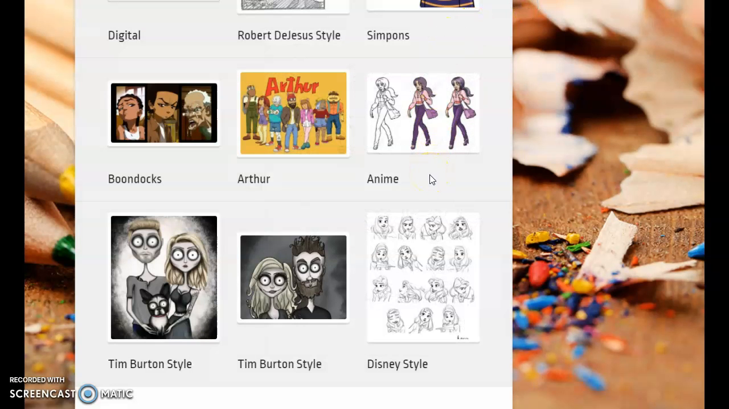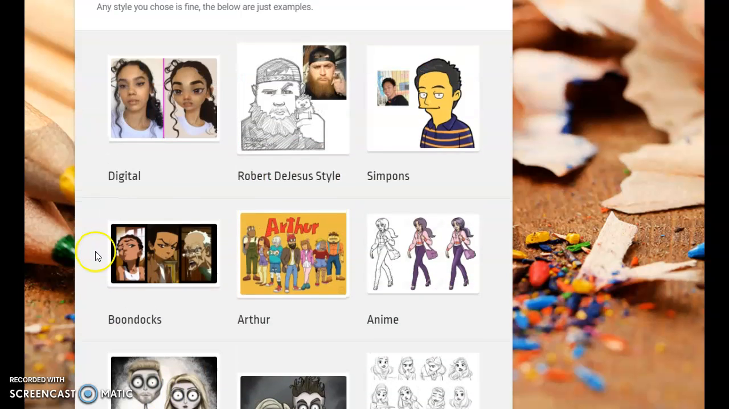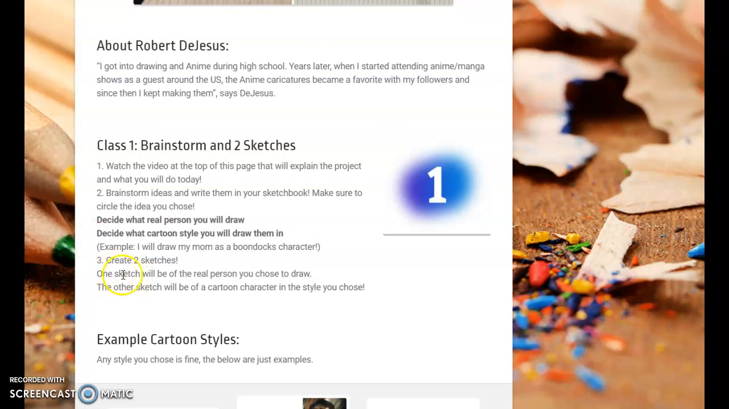So take some time, think about it. Write down any idea that pops in your head. It's okay if you don't even choose it, but just get those ideas flowing. And then you're going to work on creating your 2 sketches. One sketch of the real person you choose to draw. Remember, just quick. It doesn't have to be perfect. You're just looking for characteristics. And then the other sketch will be of the cartoon character in the style you chose. Okay, so work on creating those 2 sketches for today. Remember, if you do not finish, make sure you get them done before the next class period, so be ready to move on to the next thing. All right, I hope you're excited and get to work.